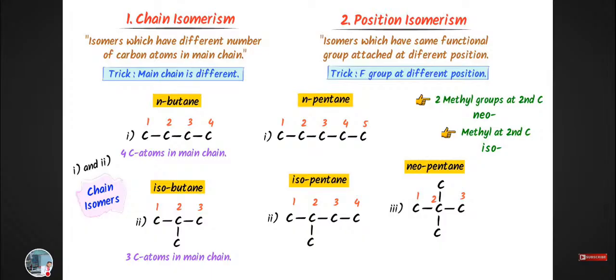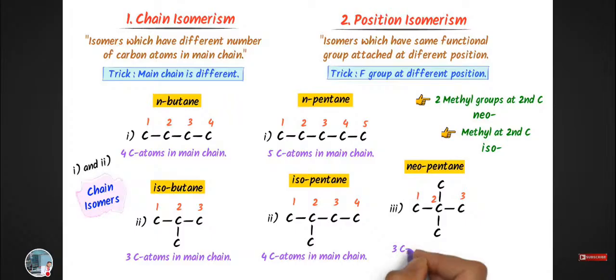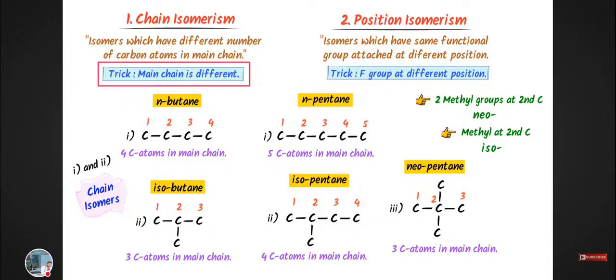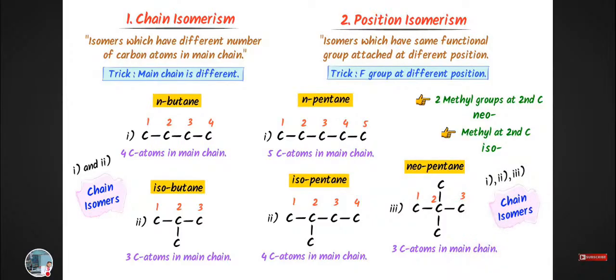Now listen carefully. We can see that there are 5 carbon atoms present in the main chain of this compound. There are 4 carbon atoms present in the main chain of this compound. And there are 3 carbon atoms present in the main chain of this compound. According to this trick, these isomers have different carbon atoms in their respective chains, so they are chain isomers. Thus 1, 2, and 3 are chain isomers because they have different number of carbons in the main chain or in the parent chain. Hence note it down.